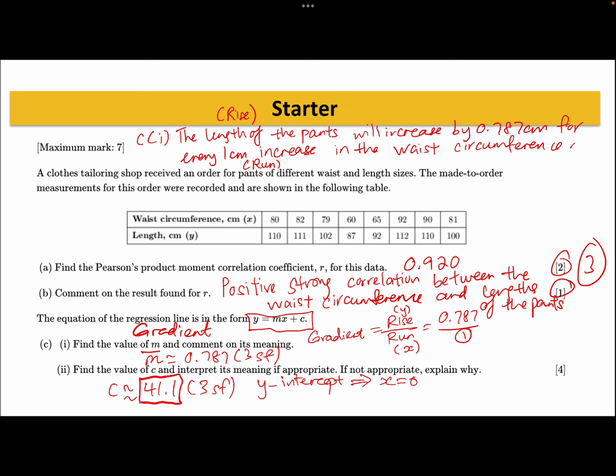So when x is 0, and if we look at the context here, which is the waist circumference, is it possible to have the waist circumference to be 0 centimeters? I don't think so. It makes no sense. You can't have a waist circumference that's 0, which means that you are having someone who is shapeless, formless. So in this case, it's obviously going to be inappropriate to use the value of 41.1. All you need to say, because it asks to explain why, is that the waist circumference cannot be 0.